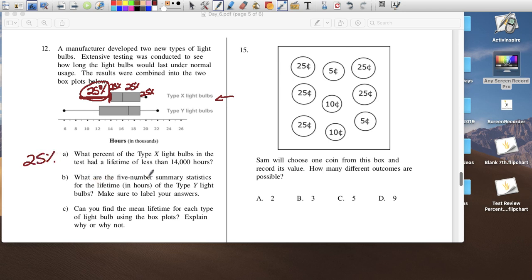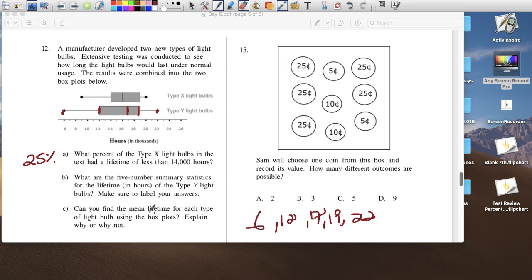B, what are the 5 number summary statistics for lifetime in hours of light Y? What are the 5 points needed to create a box plot? So the 5 points were right here, 6, right? We needed this, which is 12. We needed this, which is 17. We needed this, which was 19. And we needed this, which was 22. We have 5 points. Can you find the mean?